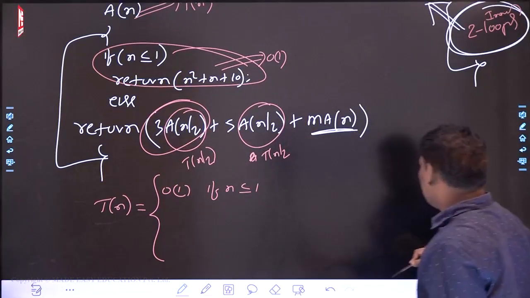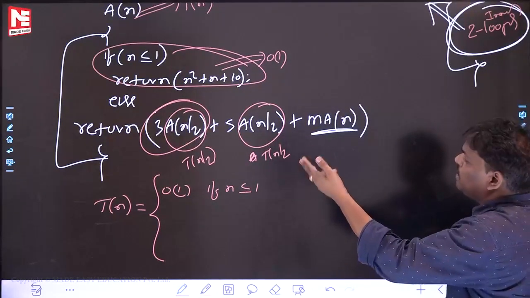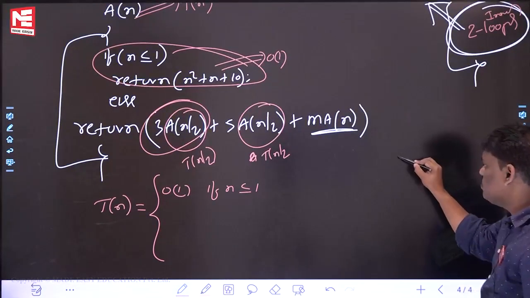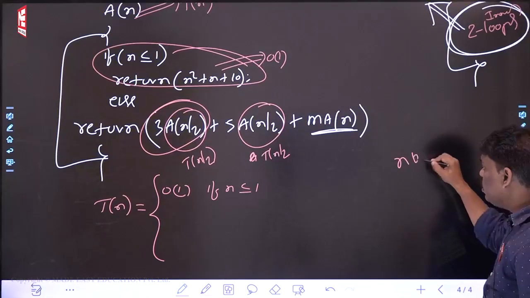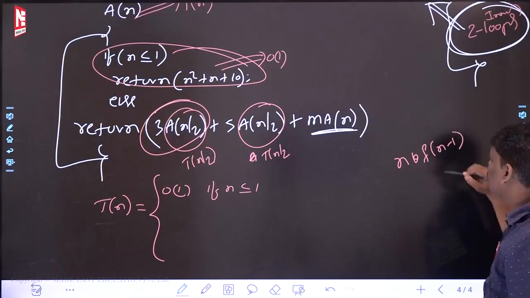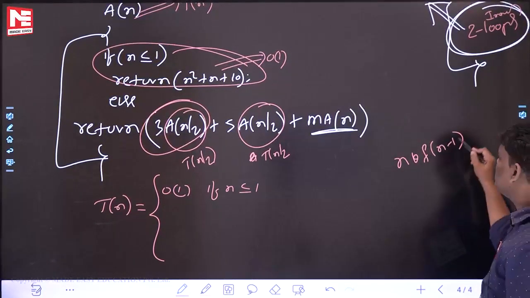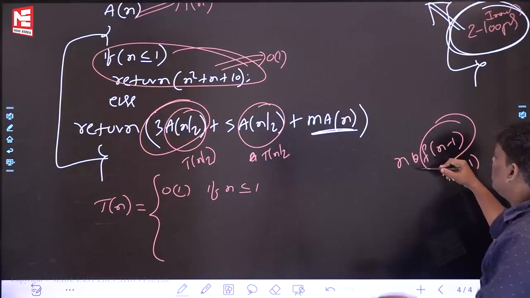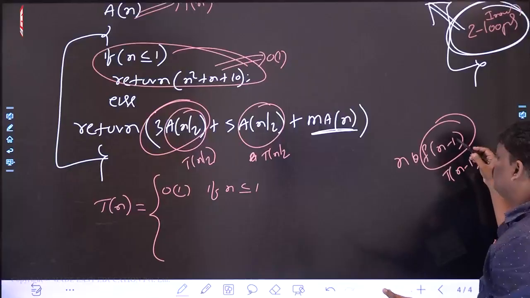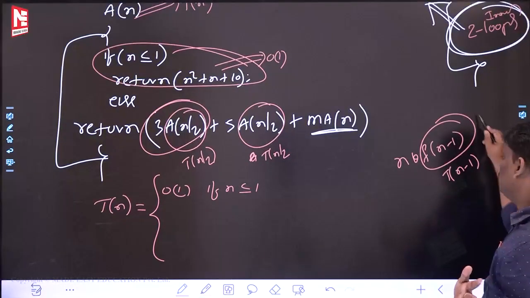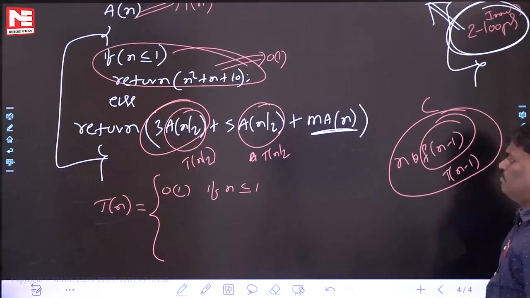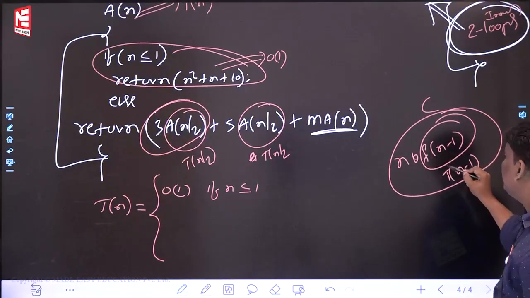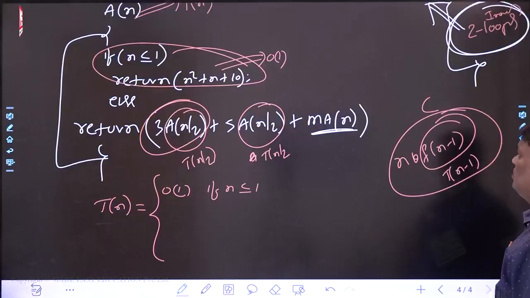When I was explaining the time complexity of recursive programs, I gave one problem: n into f of n minus 1. At that time itself I said what the time complexity is. It is T(n-1), and the multiplication by n I don't bother about, because only loops take time complexity. The multiplication by n is constant, so this will take T(n-1). Because of the multiplication by n, I cannot write n times T(n-1).